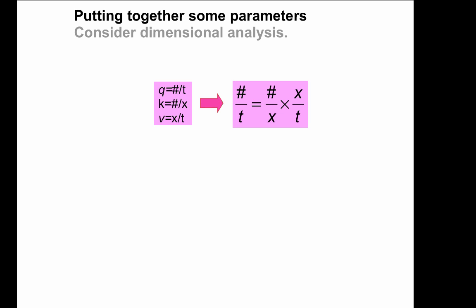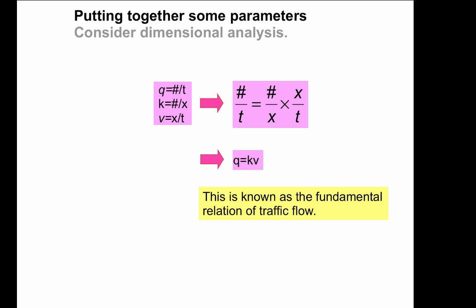So what I think we can conclude is that using dimensional analysis, the number per time is the same as the number per distance multiplied by distance per time, because the x's here will cancel out. So this is actually quite an important relationship. Of course, this is flow, or Q, this is K, or density, and this is V, or speed. So we can say that flow equals density times speed, and we've just derived that using the units.